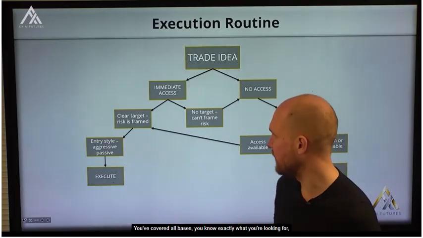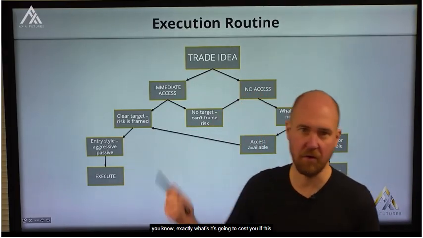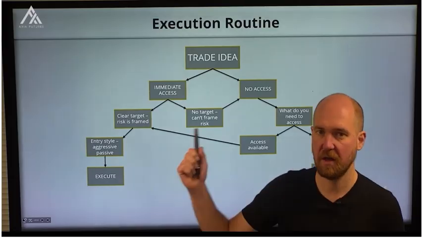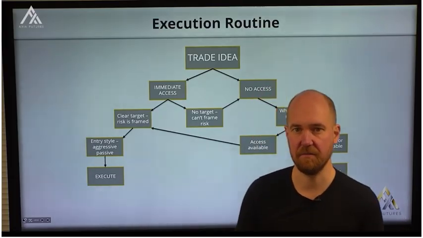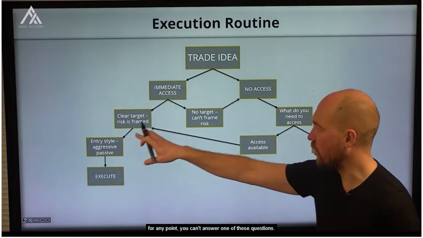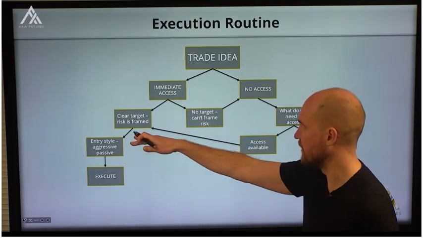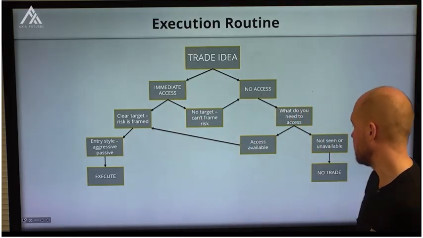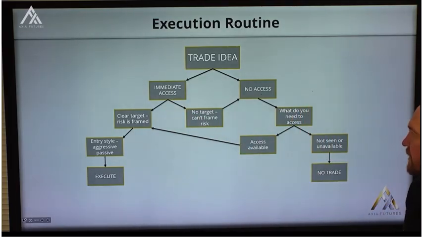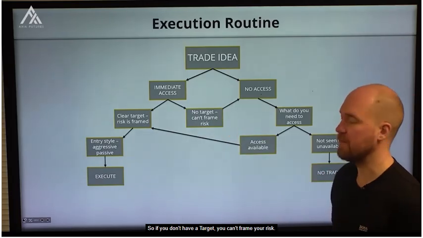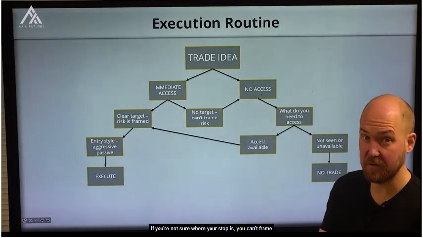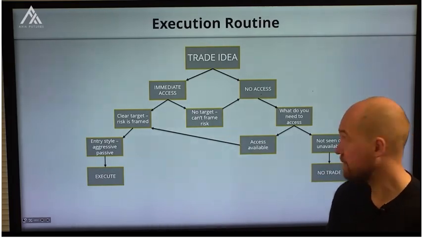You've covered all bases, you know exactly what you're looking for, you know exactly what it's going to cost you if this goes wrong, you know how you're going to do it: execute. Now, if at any point you can't answer one of these questions, we then move back to no access or delayed access. So if you don't have a target, you can't frame your risk.